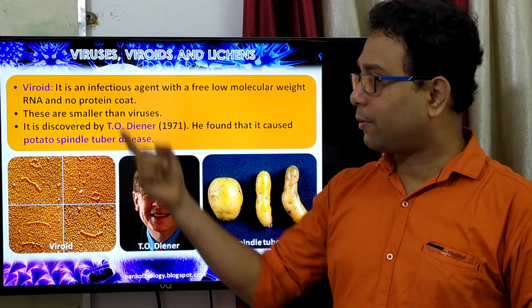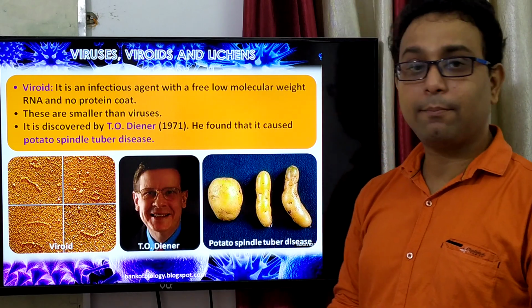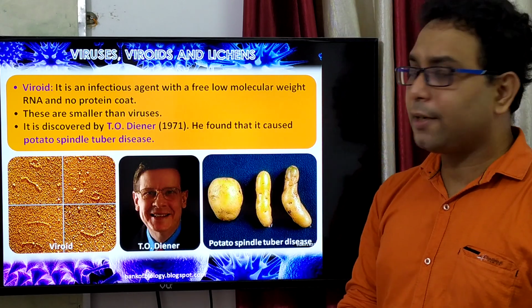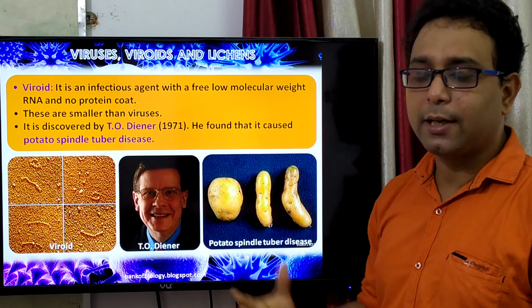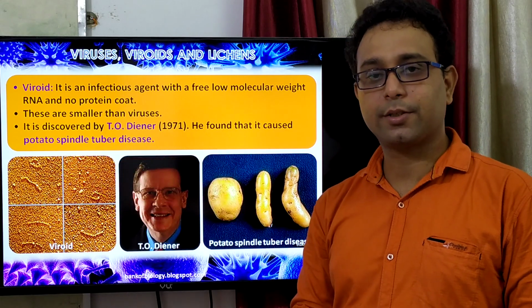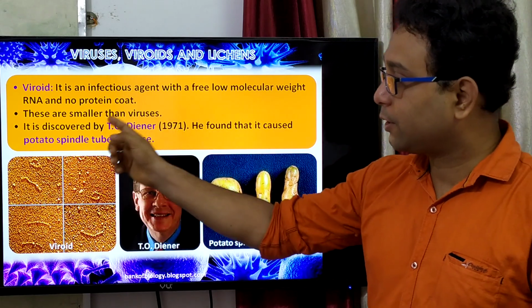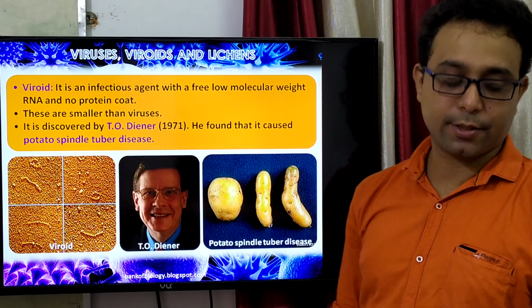So which scientist discovered it? Diener. Which year? 1971. But which plant do viroids infect? Viroids infect potato, causing the disease called potato spindle tuber disease, right? Very important question. Diener first discovered the viroids.